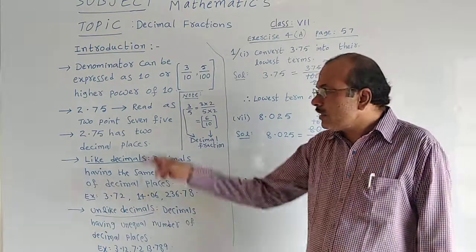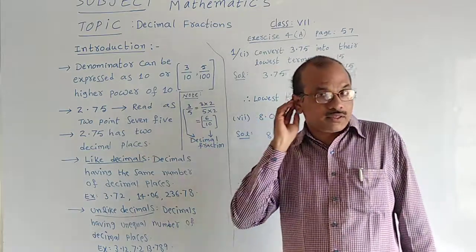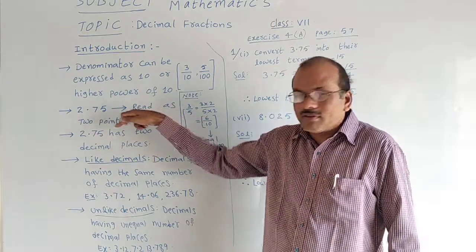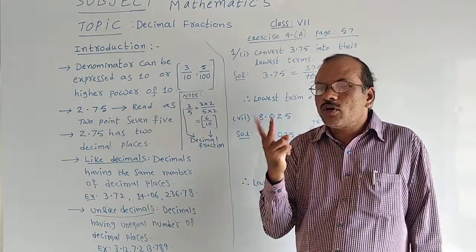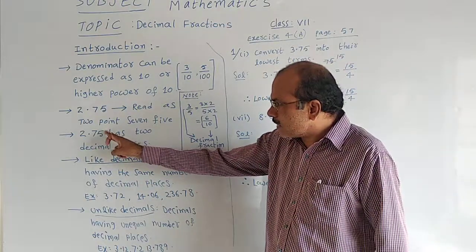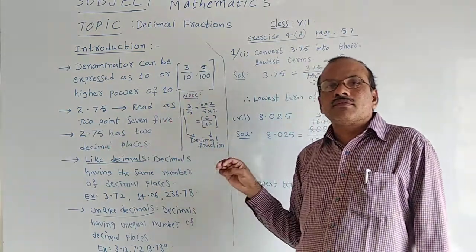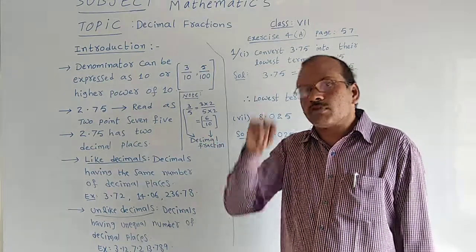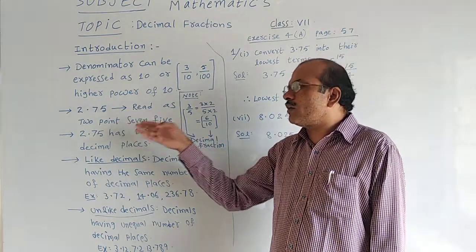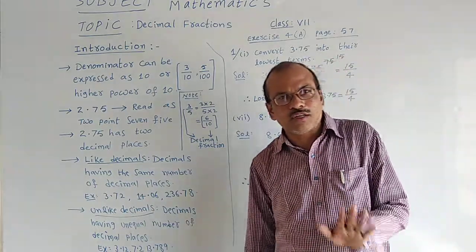In that decimal fraction, the number has 2 decimal places. How many decimal places? 2 decimal places. 7 and 5, those two are in the decimal part, only 2 digits are there. That's why 2 decimal places. If another digit 1 is written here, then 3 digits are there in the decimal part, so that decimal fraction has 3 decimal places. Now at present 7 and 5 are there, that's why 2 decimal places. Am I correct? Don't get confused.